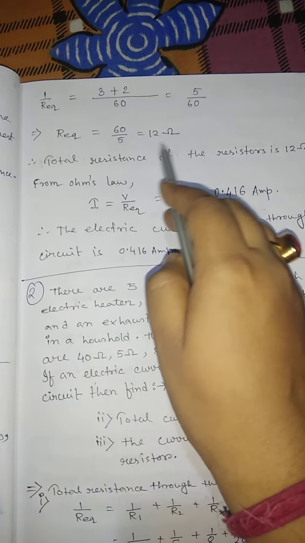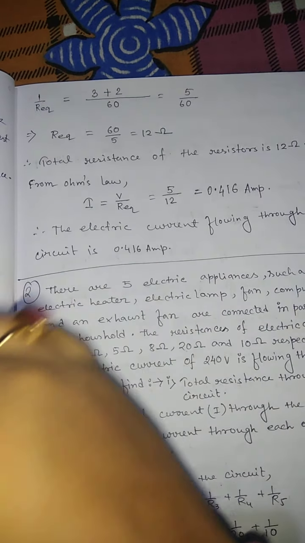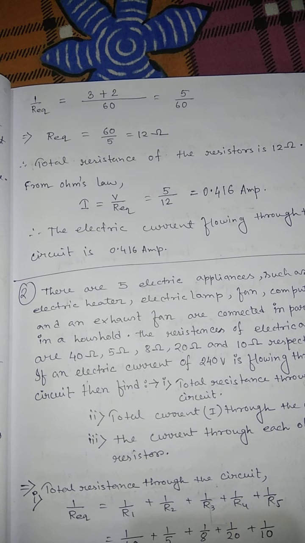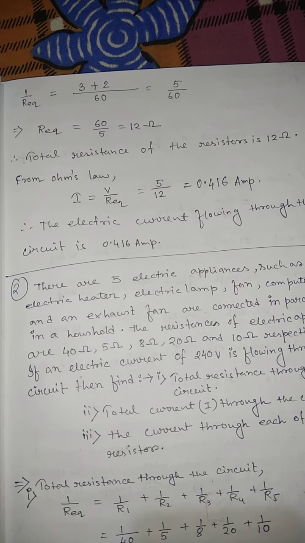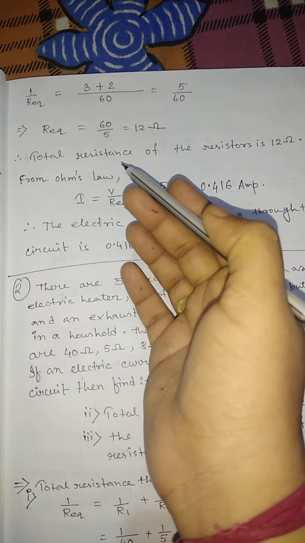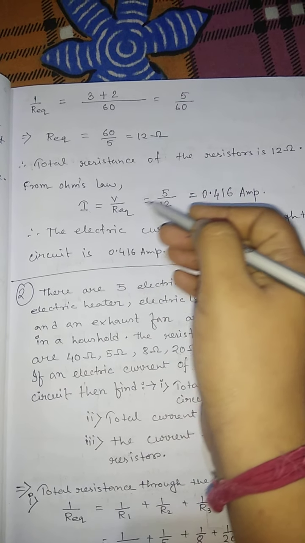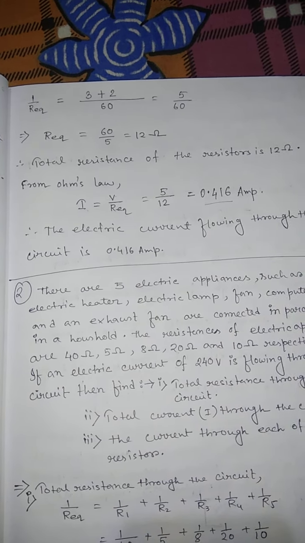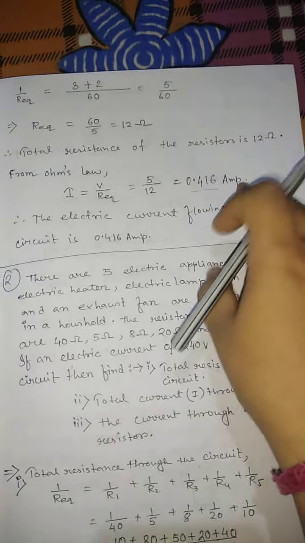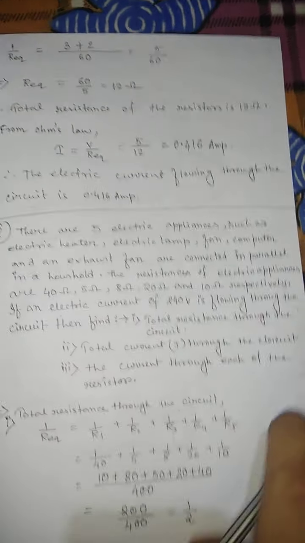Now we have the equivalent resistance, and the power supply voltage is 5 volt. So we can easily find out using Ohm's law, the electric current I equals V by R equivalent. So 5 by 12 equals this one. So the current flowing through the circuit is this.